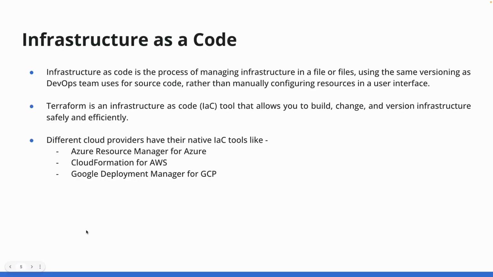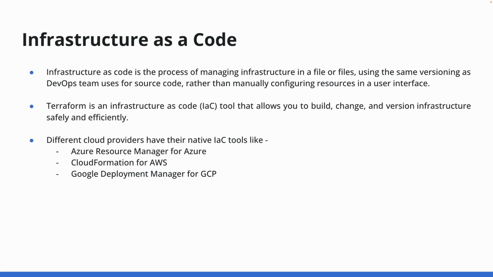So what is infrastructure as code? Infrastructure as code is the process of managing infrastructure in a file or files. So basically we write code to deploy our infrastructure, rather than manually configuring resources in a user interface. Terraform is an infrastructure as code tool that allows you to build, change and version infrastructure safely and efficiently. Since we write code, we can also manage it using version control systems like Git or Subversion.